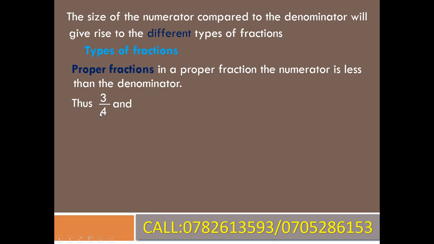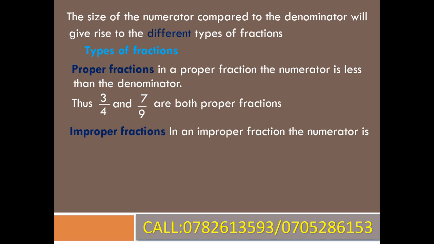So this 3 out of 4 is a proper fraction, and the reason is very simple. It is a proper fraction because the numerator is smaller than the denominator. More to that, you can also compare 7 out of 9. 7 is our numerator and 9 is our denominator. So the fact that the numerator is smaller than the denominator, 7 out of 9 is also called a proper fraction.